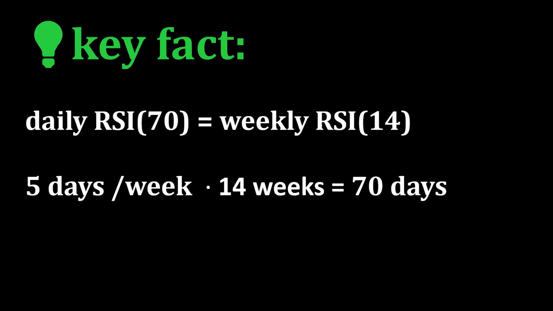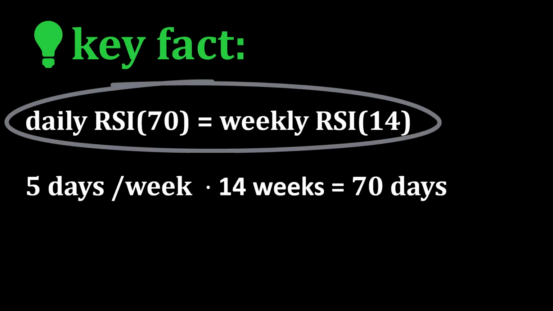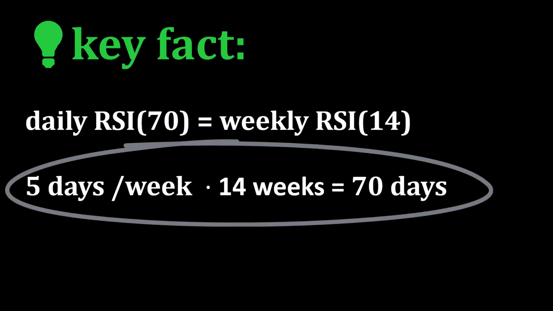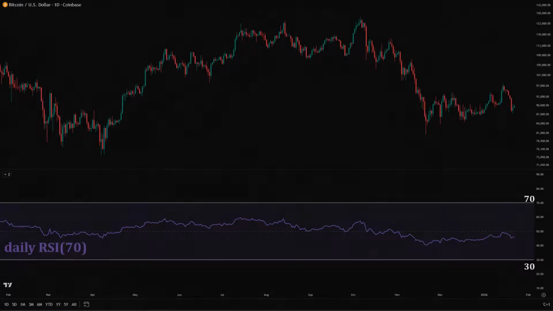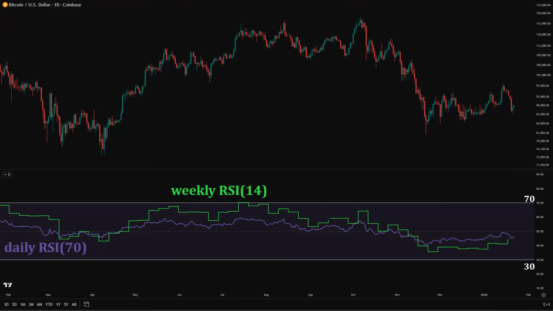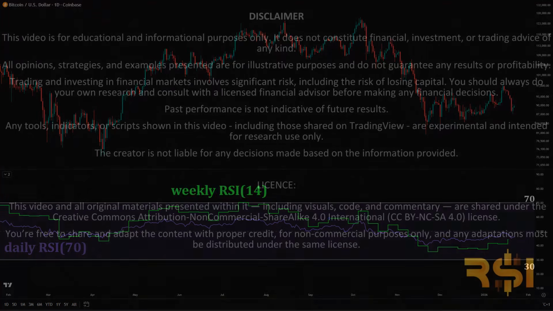And here's a key fact that most traders never realize. RSI 70 on the daily is mathematically equivalent to RSI 14 on the weekly. 5 days a week times 14 periods equals 70, right? Same formula, same signal. But visually, they couldn't look more different, which means comparing them or using them together has always been difficult or borderline useless. So today we fixed that.